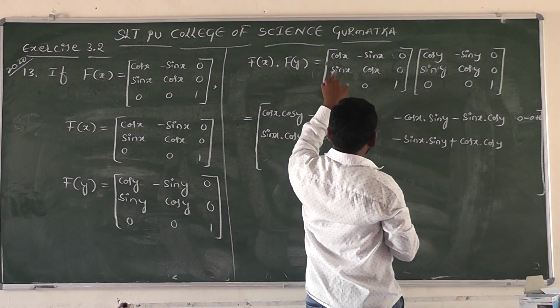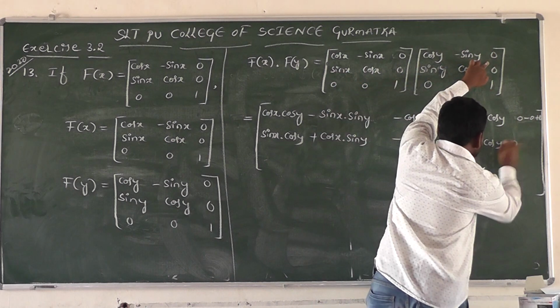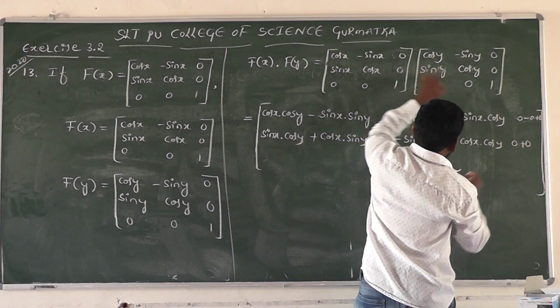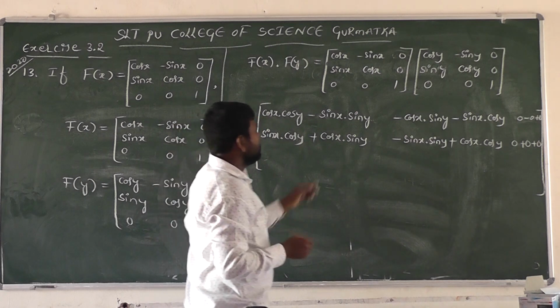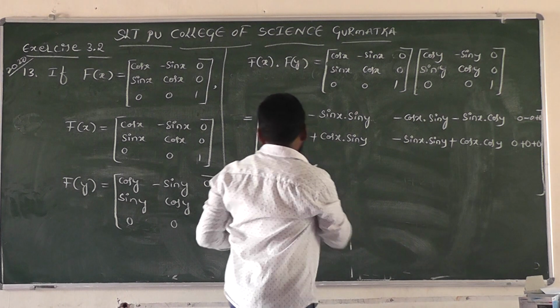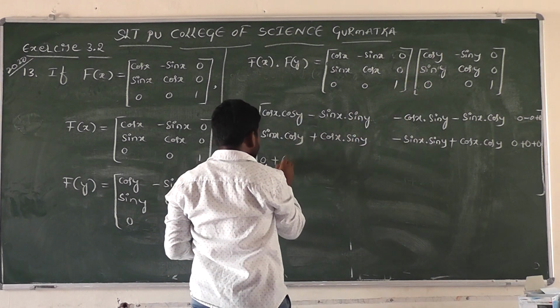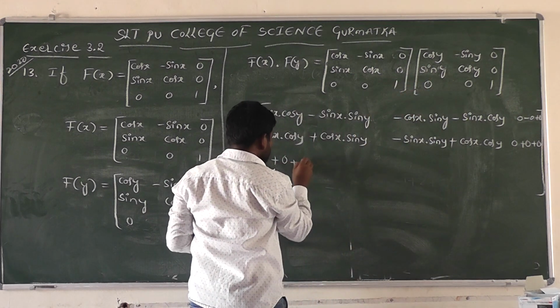Right? Next, second row to third column. Sin x into 0, what here? 0. Cos x into 0 plus 0. Next, both are plus. Plus 0. Right? Next, the third row to first column you have to multiply. 0 into any number? 0. Next, both are plus here. Plus 0 into any number? 0. Plus 1 into 0, 0. It's a 0 here. Right?